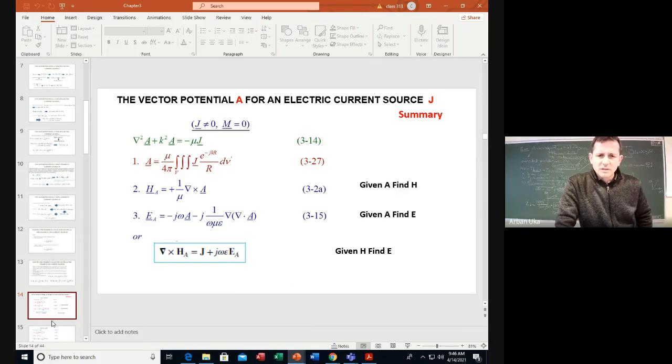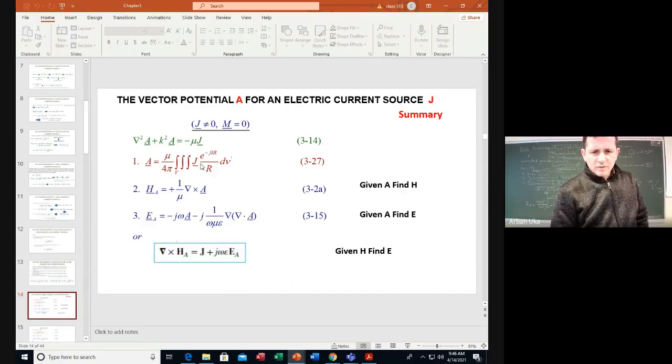So the equation is in green. The solution for A of this equation is the integral, which is reported here in red. And then in blue, we find the relevant field intensities.